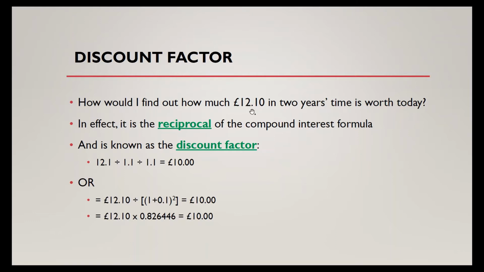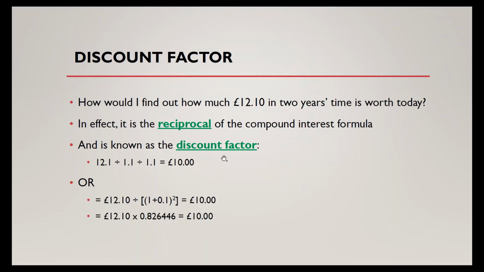So if we apply a similar example to the one we had a while ago, but slightly different: how much will you have if you get 12.1 pounds in 2 years' time? How much is it going to be worth today? In this case, it will be the reciprocal of the compound interest formula, or in other words, the opposite of the compound interest. And most people know it as the discount factor.